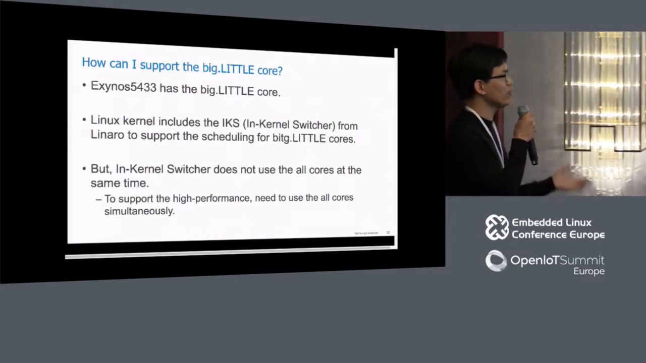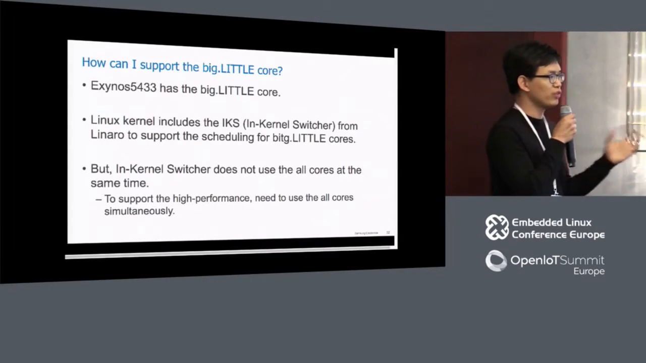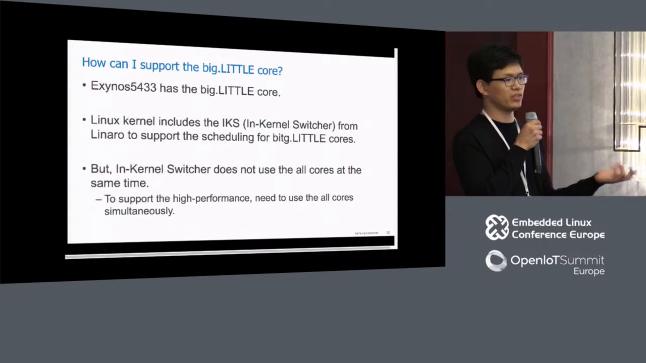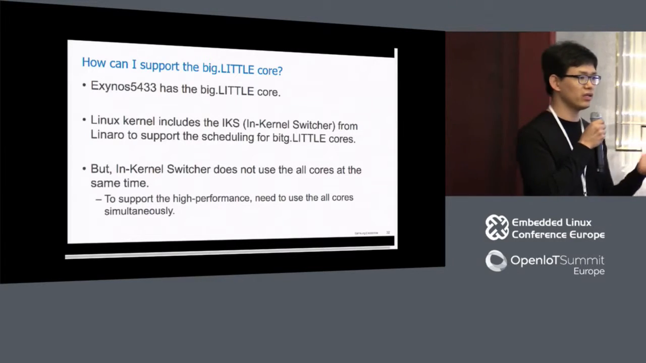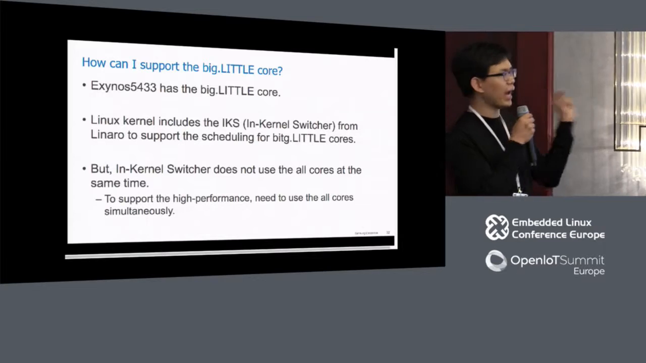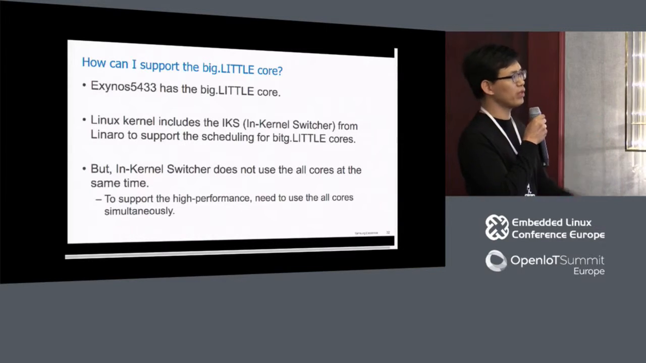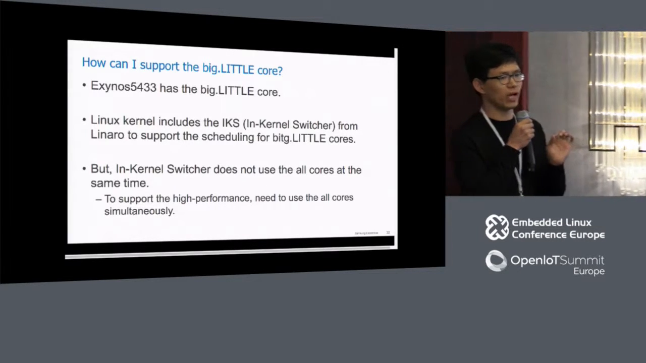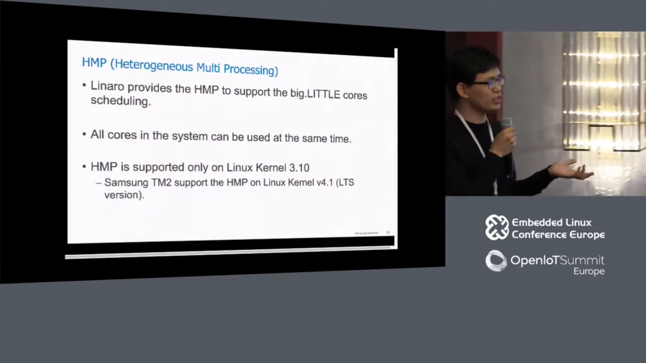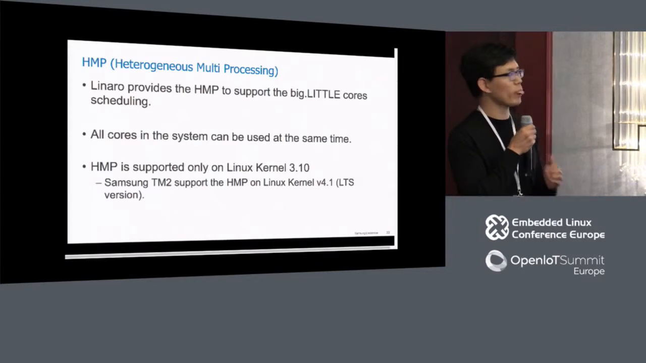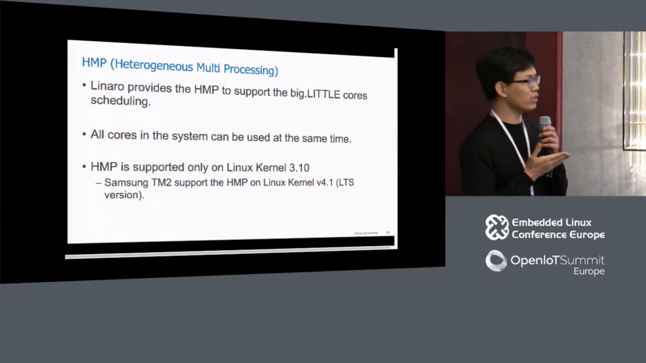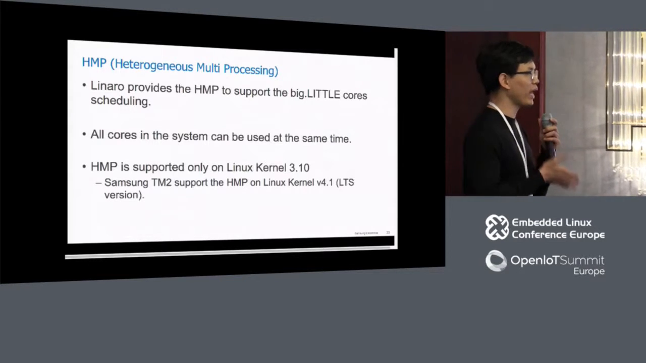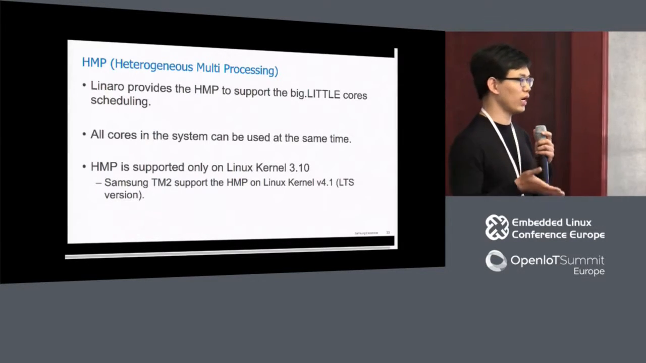And next, how can I support big.LITTLE cores? Recently, flagship models have big.LITTLE cores to support high performance scenarios, such as VR, AR, and gaming. But the Linux kernel includes only IKS, in-kernel switcher, to support big.LITTLE core scheduling. But the in-kernel switcher does not use all cores at the same time. So we should use HMP. HMP is provided by Linaro. If we use HMP scheduling, we can use all cores at the same time. It means that we can support high performance scenarios on the hardware device.